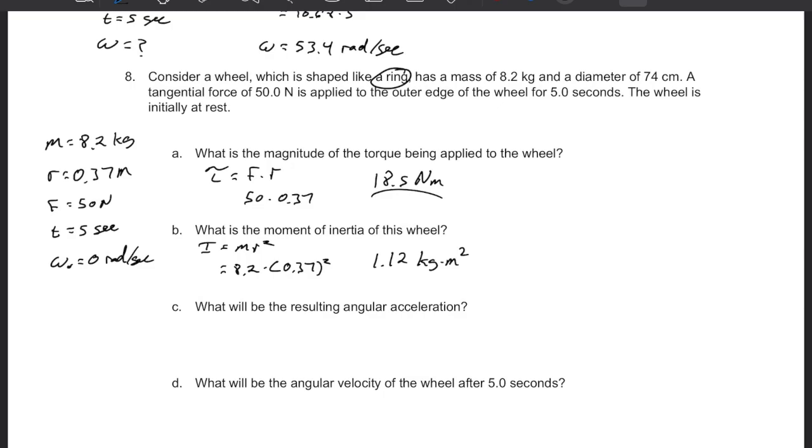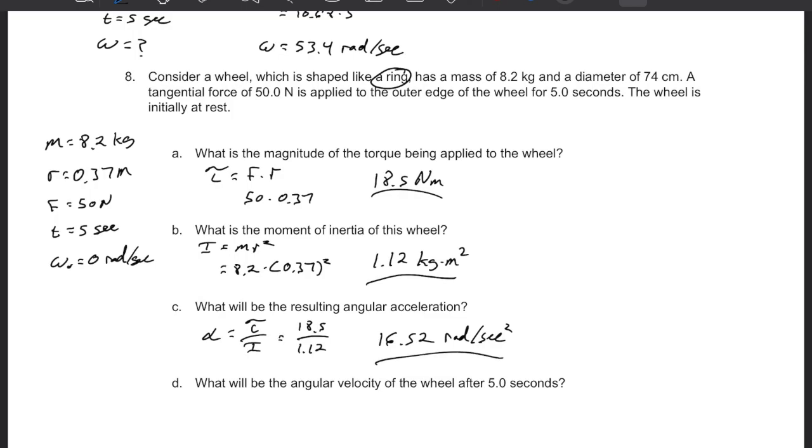C. What will be the resultant angular acceleration? Well, remember we've done angular acceleration a little bit today, and alpha is equal to torque over rotational inertia. Because torque is I alpha, we rearrange and say alpha would be torque over I. We've solved for torque in 8A and got 18.5. And then we solved for I in 8B and got 1.12. So 18.5 divided by 1.12 should get us about 16.52. Since this is alpha, our units should be radians per second squared.